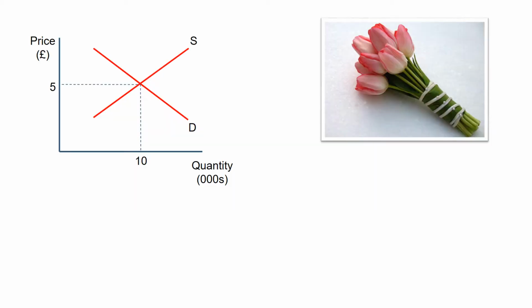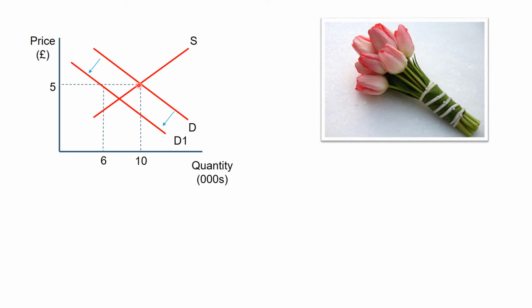So what impact might this have on the tulip market? Well, if the demand for tulips goes down because people are buying daffodils instead, we're going to see a shift left in our demand curve. Now let's look at what's happening at the price of £5. Actually at the price of £5, the amount that people want to buy is only 6,000. So at £5, people now only want to buy 6,000. But at a price of £5, tulip producers want to supply 10,000.